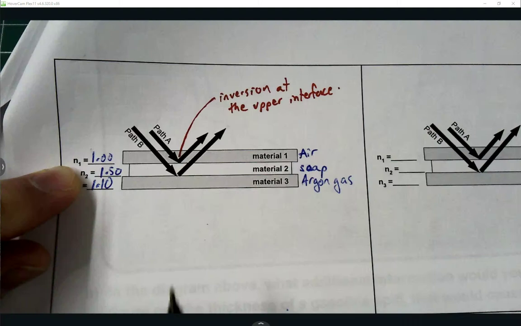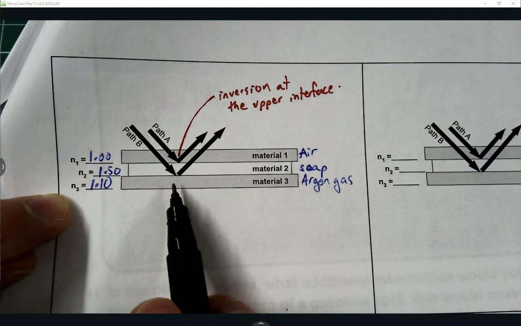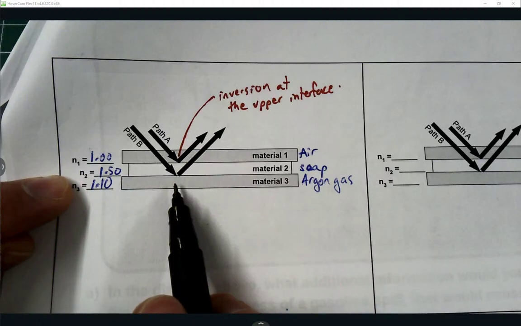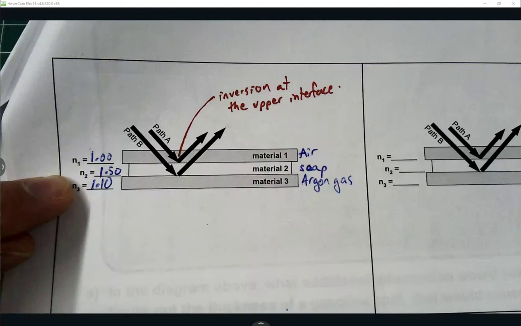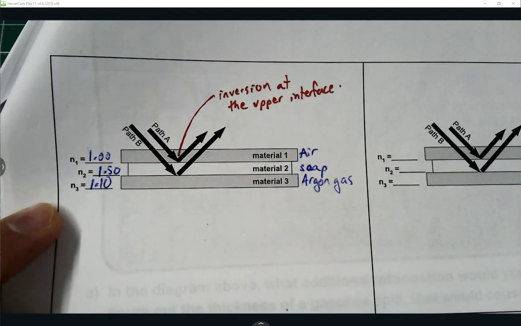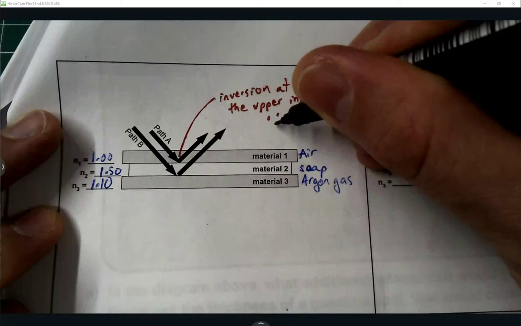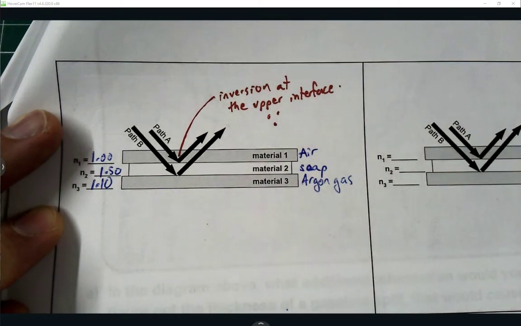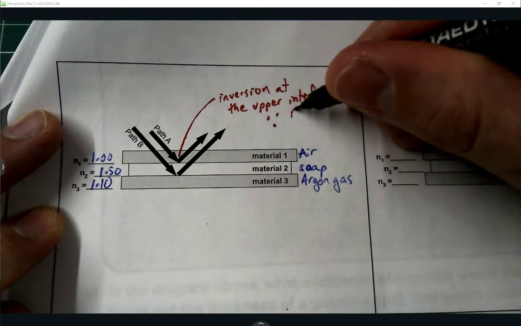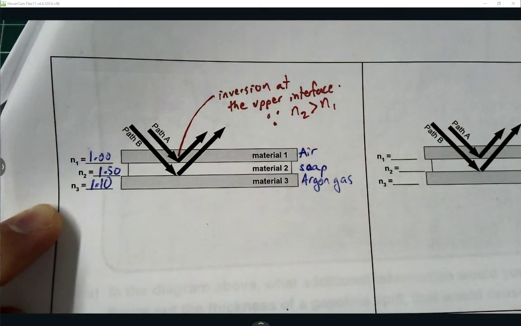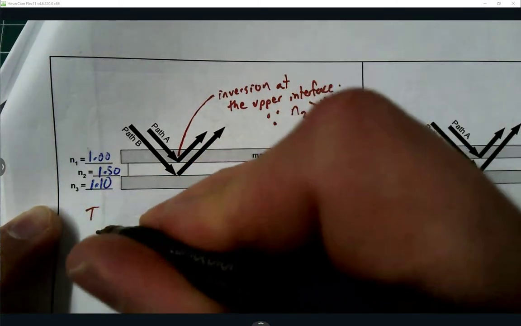Notice that there isn't an inversion at the lower interface because N3 is 1.10 and N2 is 1.50. So that's a lower index relationship between the incident material and the reflected material. Okay, so no inversion at the lower interface. And so I'm just going to make a note. Oh, maybe I should say there, since, that's what the upside down therefore statement or symbol means, since N2 is greater than N1.